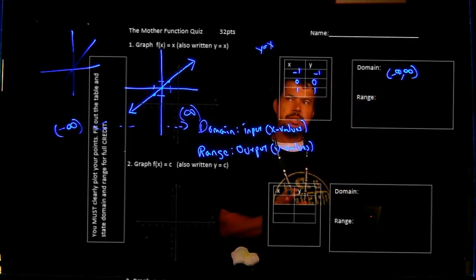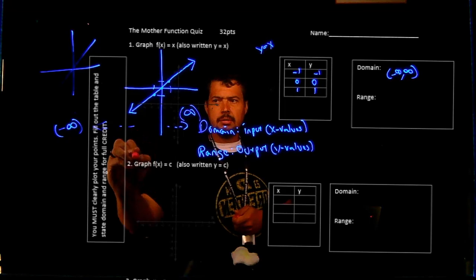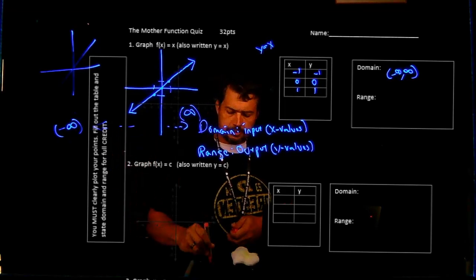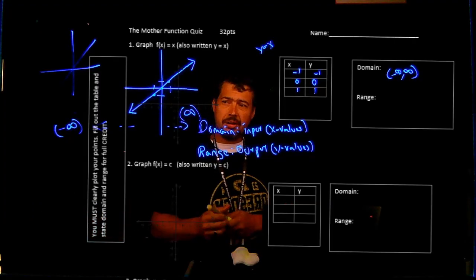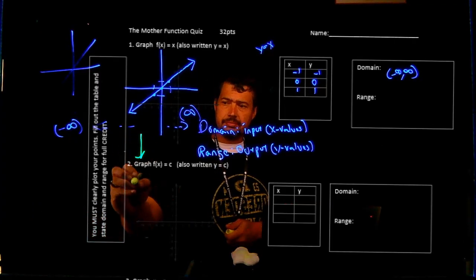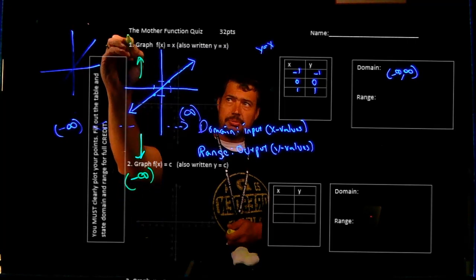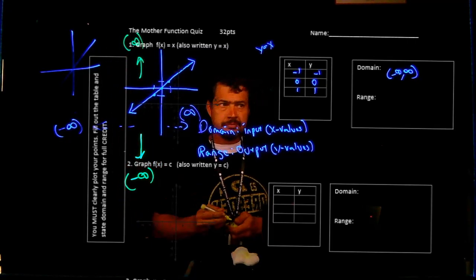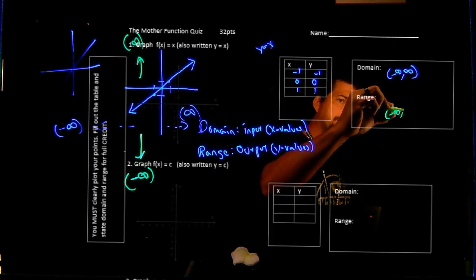Now, our range. The graph is also falling. Well, that marker's no bueno. But the graph is also falling. It's going down to a y value of negative infinity. It's also going up to a y value of positive infinity. So for our range, negative infinity to infinity.